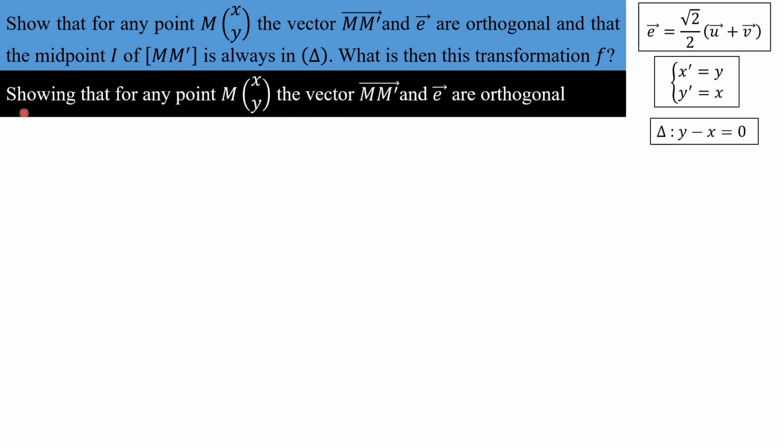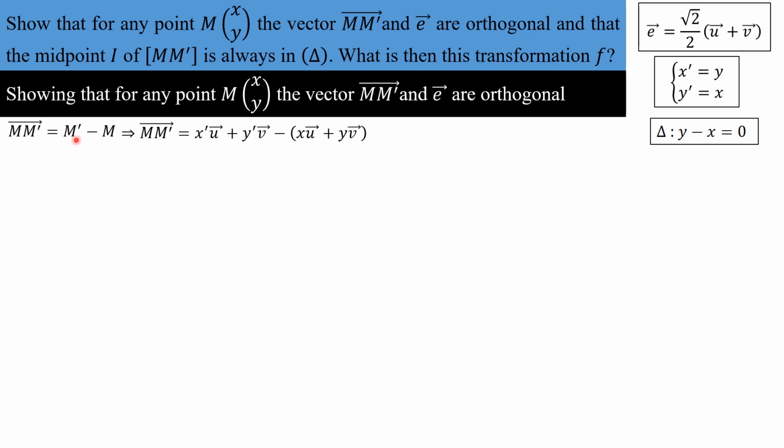Alright, so first we are going to show that for any point M, the vectors MM prime and E are always orthogonal. So first we need to look for the vector MM prime. So the vector MM prime is M prime minus M. So M prime, if you write it in the vector form, we are going to write it in the complex coordinates because we are being given complex coordinates. So x prime with the unit vector in that direction, and then y prime with the unit vector in that direction. So our x prime goes with u plus y prime goes with v.